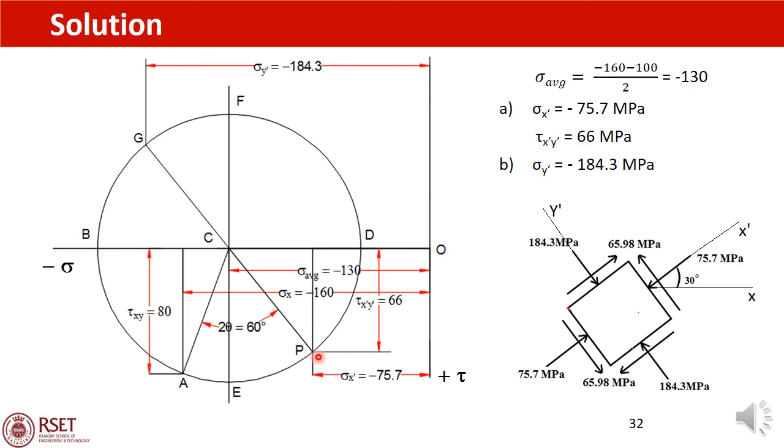Now the coordinates of the point P will give you the normal and shear stress components on the arbitrary plane. Thus we get sigma x dash is equal to minus 75.7 megapascal and tau x dash y dash is equal to 66 megapascal.